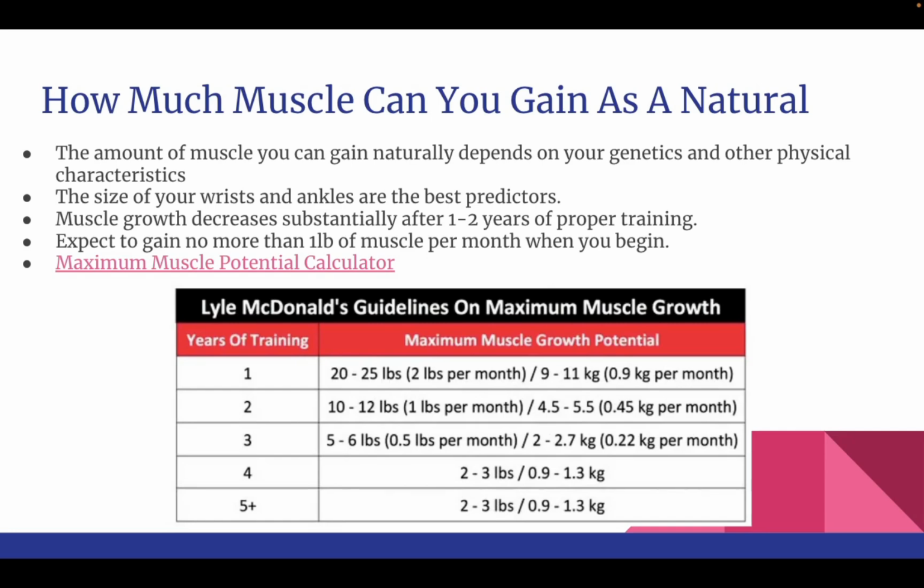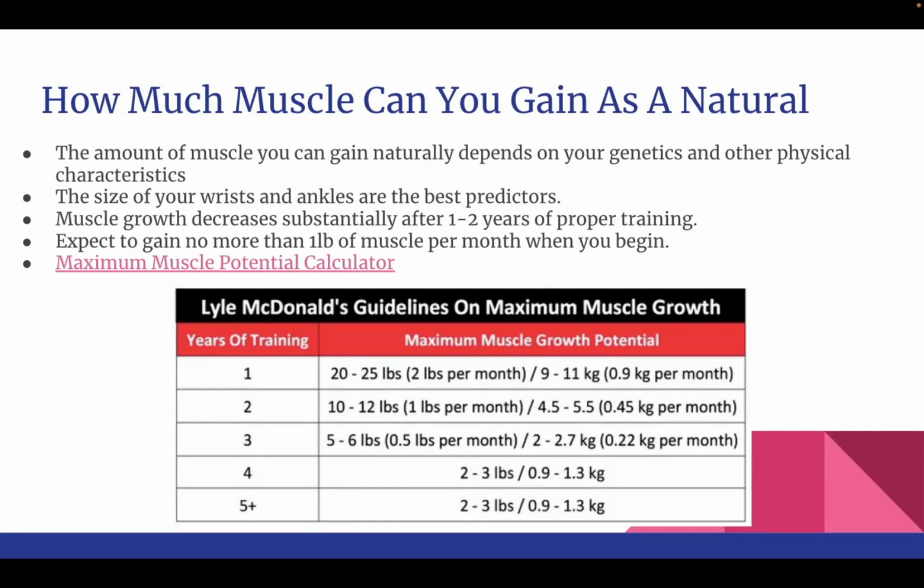And the best predictors of how much muscle you can gain as a natural lifter are the circumference of your wrists and ankles. All right, so the size of your wrists and ankles. The larger your wrists and ankles, the more muscle you can put on, you can develop. The smaller your wrists and ankles, the less muscle you can build.